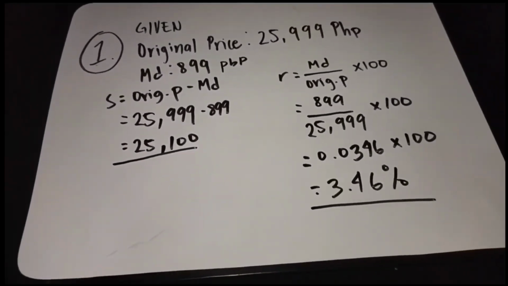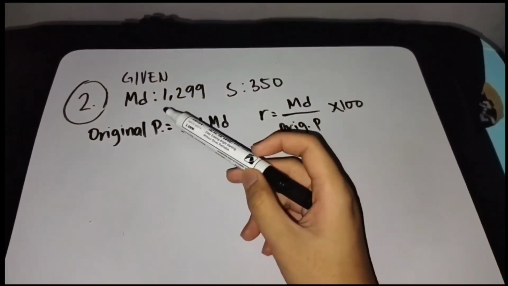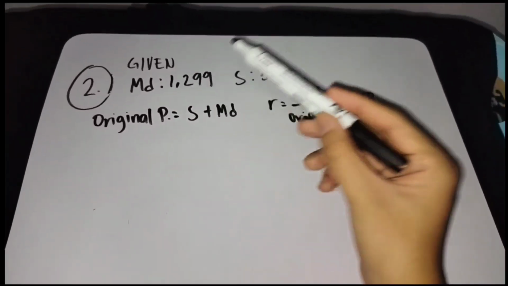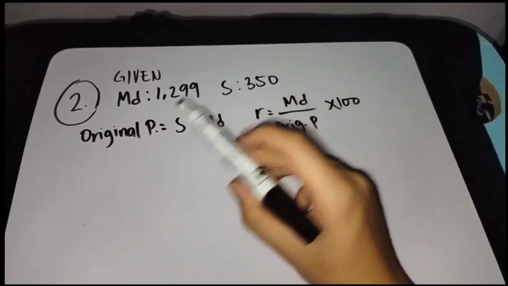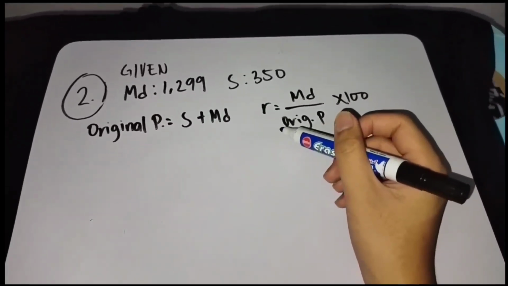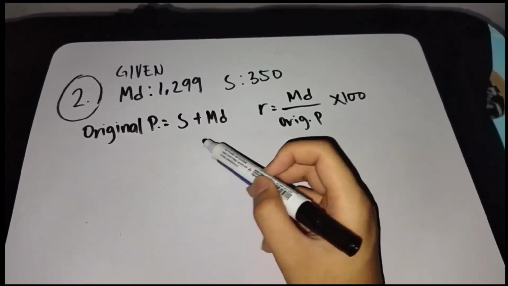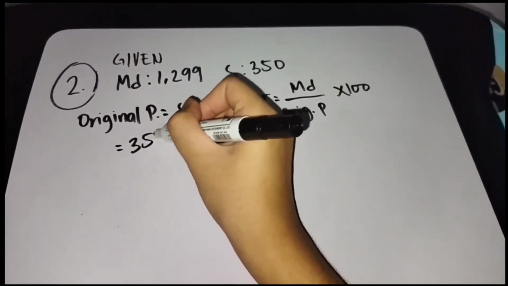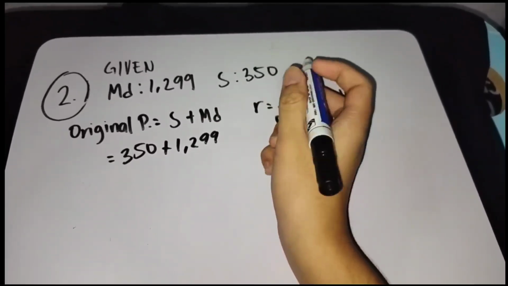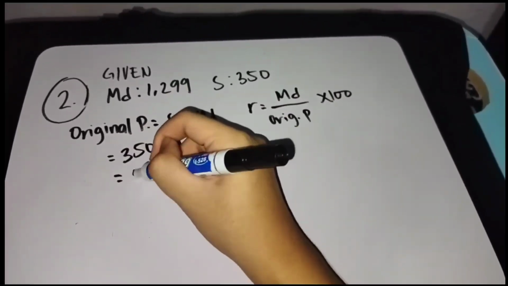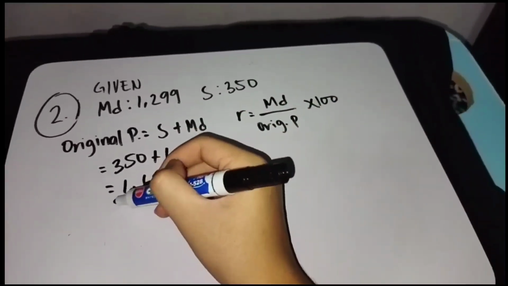For our second numbers activity, ang given natin ay yung MD na 1,299 pesos at yung selling price na 350 pesos. So, ang hanapin lang natin ay yung original price at yung rate. So, para mahanap natin yung original price, gamitin natin yung formula na S plus MD. 350 plus 1,299 equal to 1,649. That is now our original price.